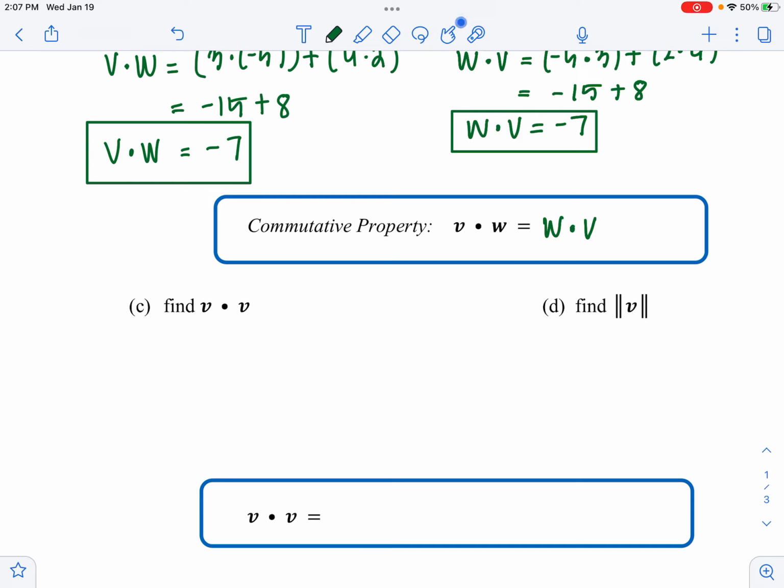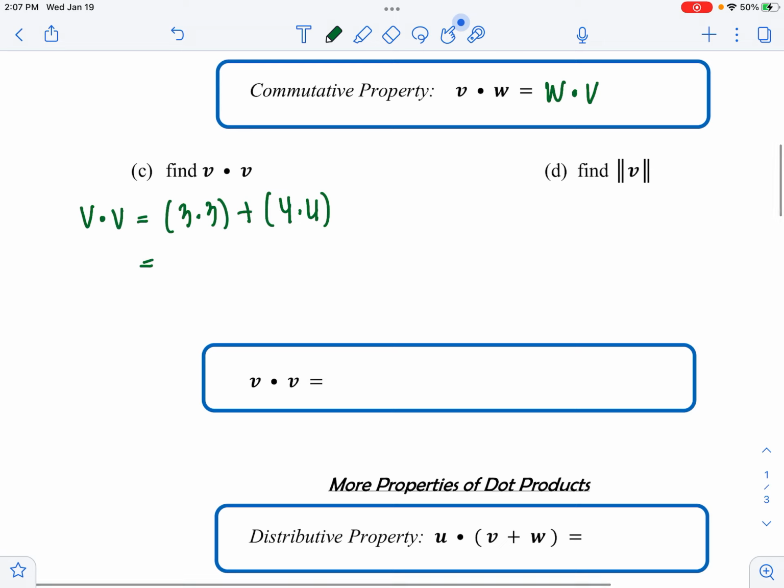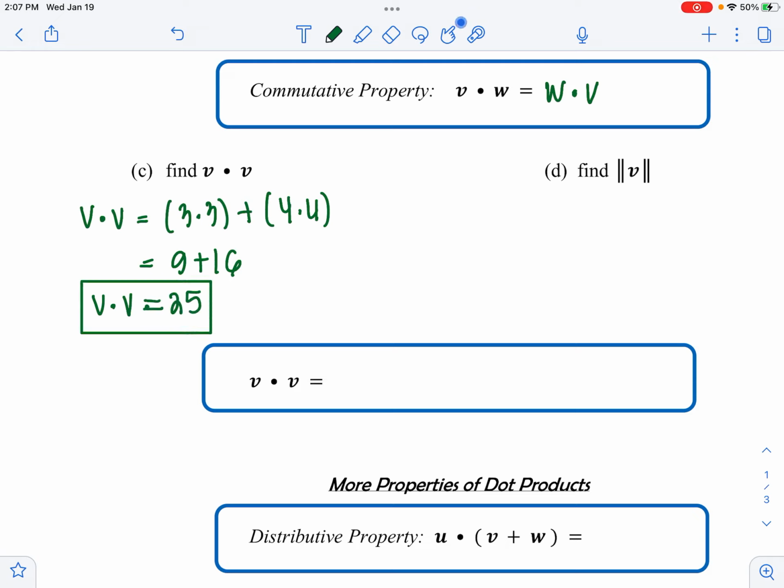All right, next it says find v dot v. So we're going to take the vector v and find the dot product of that with itself. So v dot v, you're going to take the a values and multiply them, that's 3 and 3, plus the b values multiplied, that's 4 and 4. So we get 9 plus 16. So v dot v is 25.